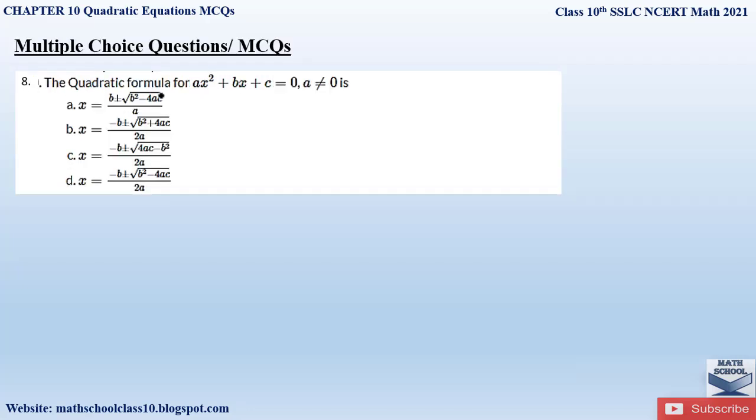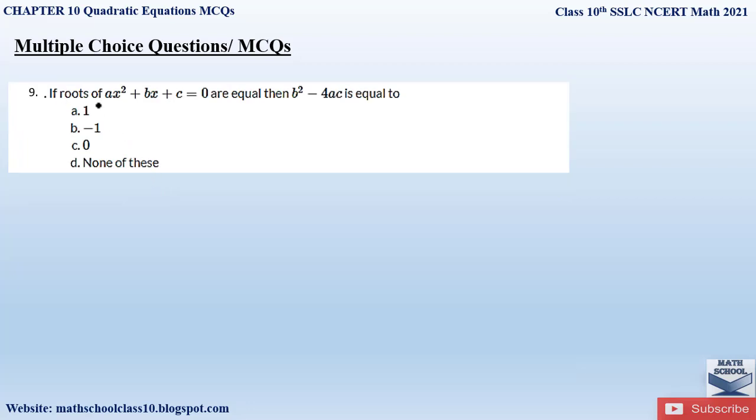Question number 8. The quadratic formula for ax square plus bx plus c equal to 0, where a is not equal to 0 is. There are 4 options given. You have to select the correct quadratic formula for a given quadratic equation. A quadratic formula is given by minus b plus or minus square root of b square minus 4ac by 2a. So our correct option is option D. To confuse you, they have given you the other 3 options as well with different signs. So make sure you select the correct option, because this quadratic formula is very much important.